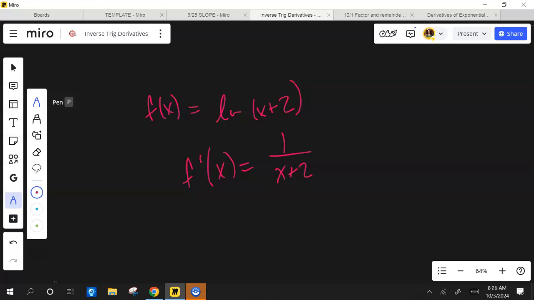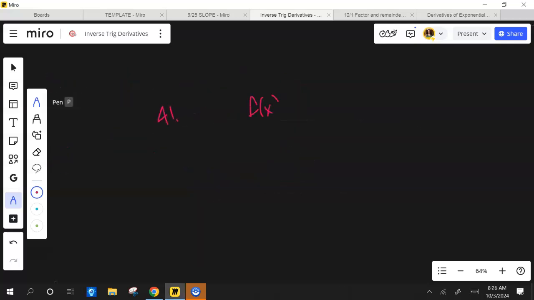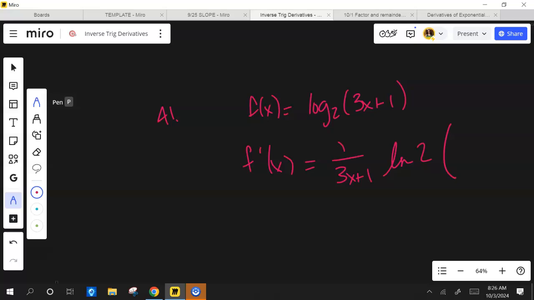41. 41. Yeah. All right, so derivative of a log, 1 over argument times natural log of the base. Now chain it. Oh, sorry. Times 3. Okay. Y'all cook?